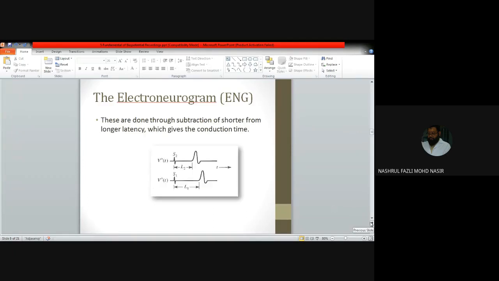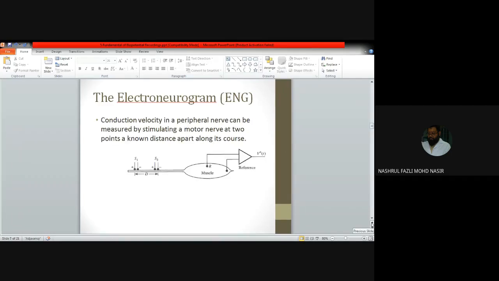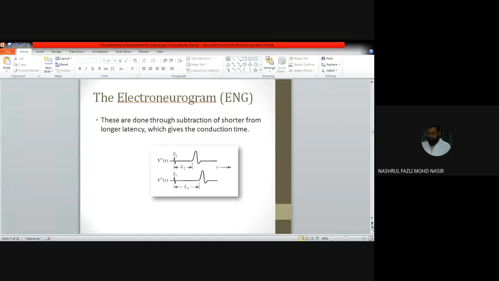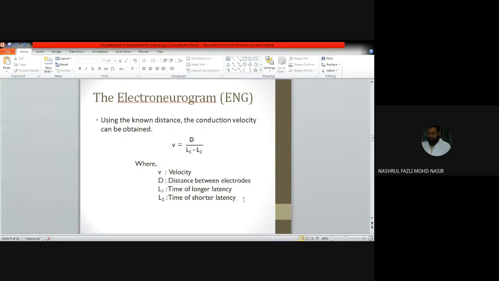You have to mention the V. V is the velocity. Distance D is the distance between electrodes. L1 is the time of longer latency. L2 is the time of shorter latency. So you have it here.